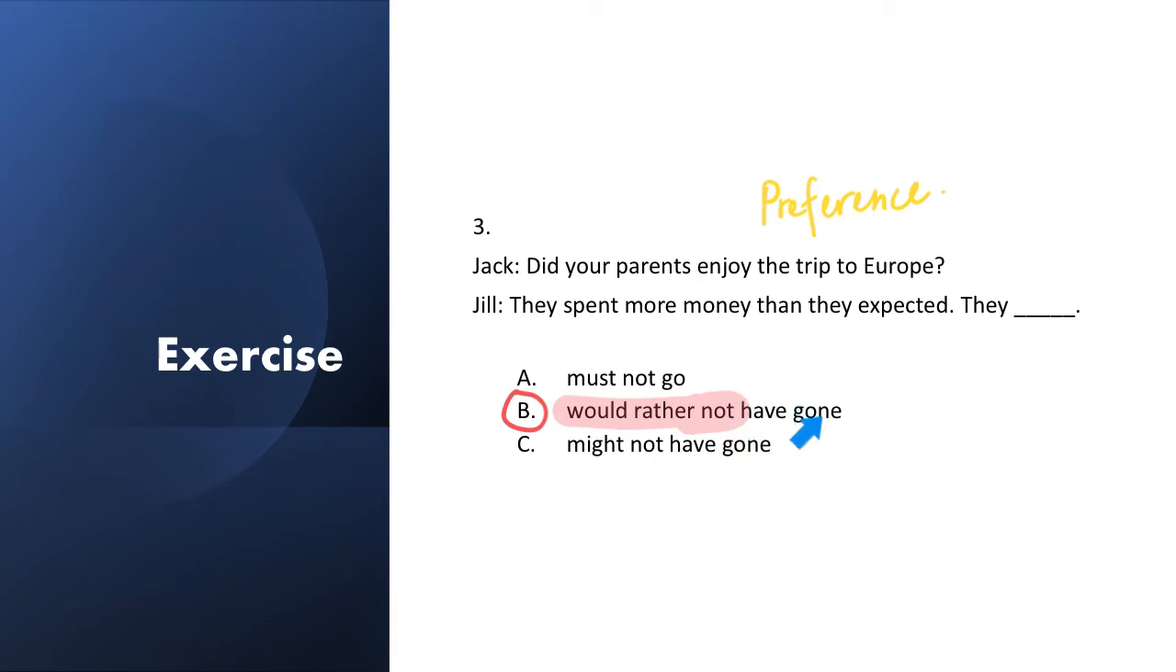However, have gone implies something in the perfect sense. So have gone means it is a regret. So Jill's parents cannot change the past, but if they had another chance, they would have chosen differently. So it's like the conditional type 3.